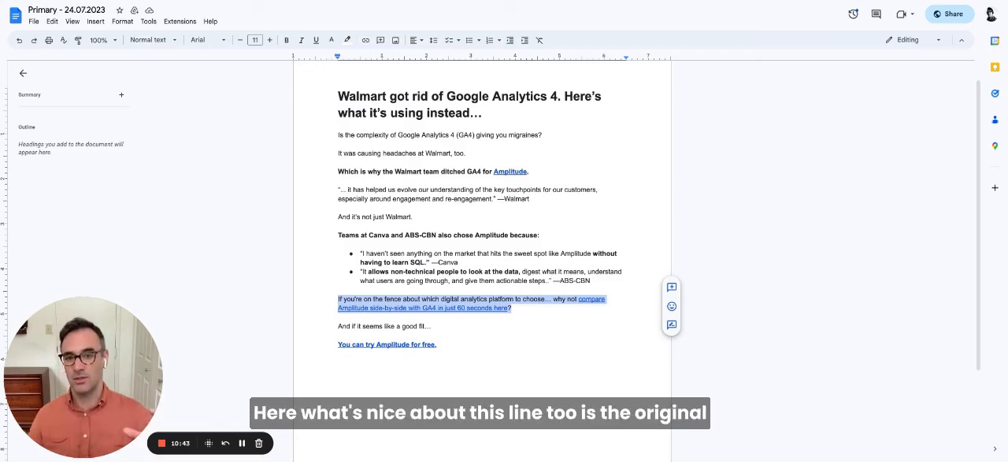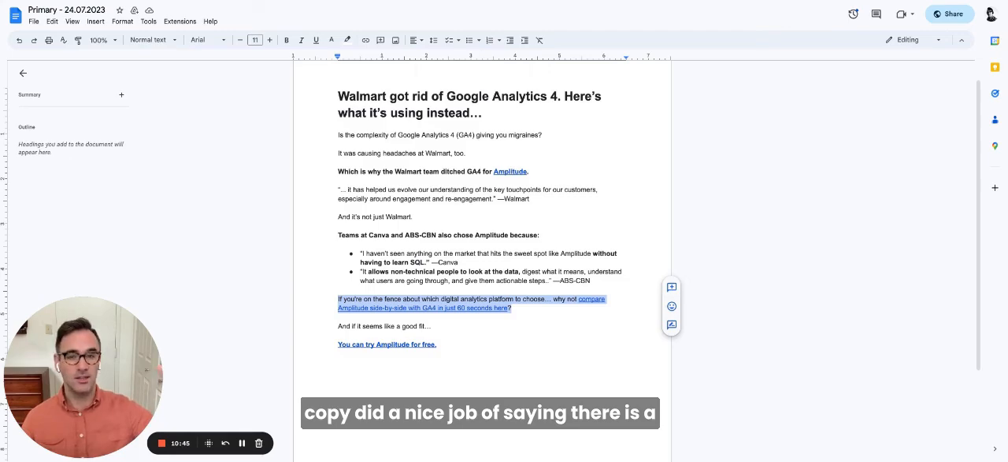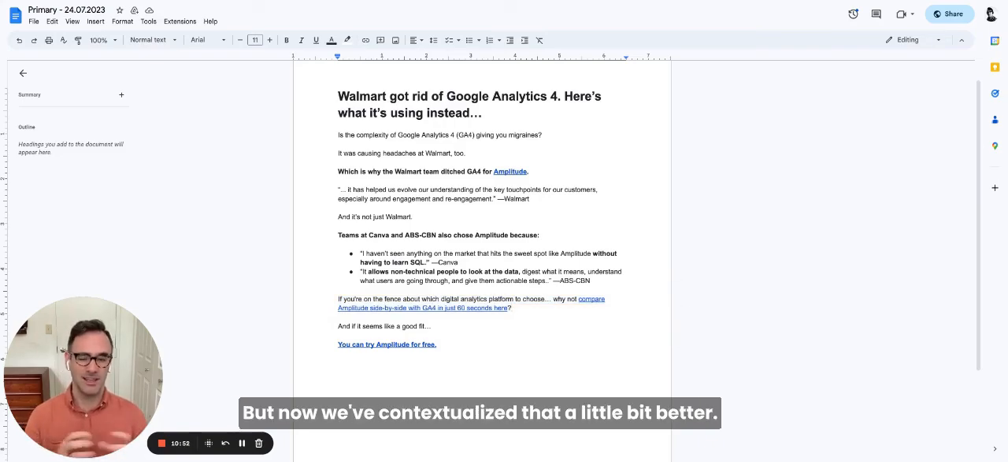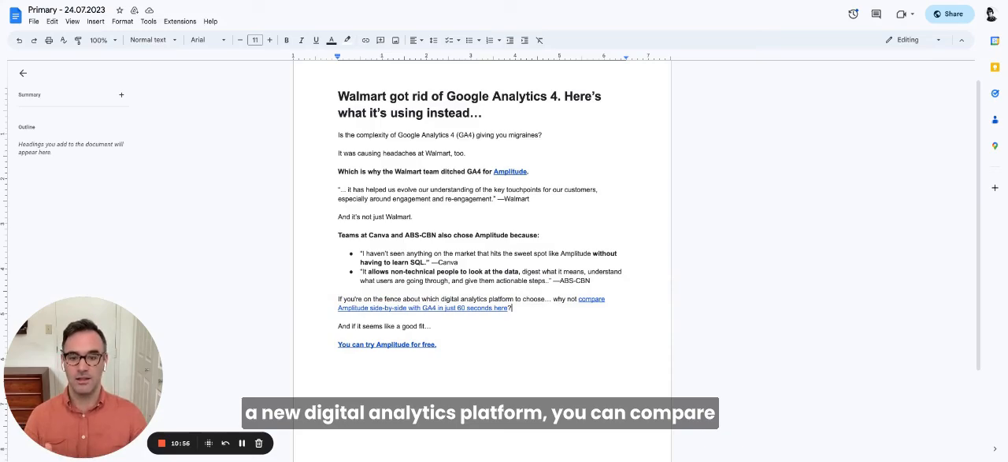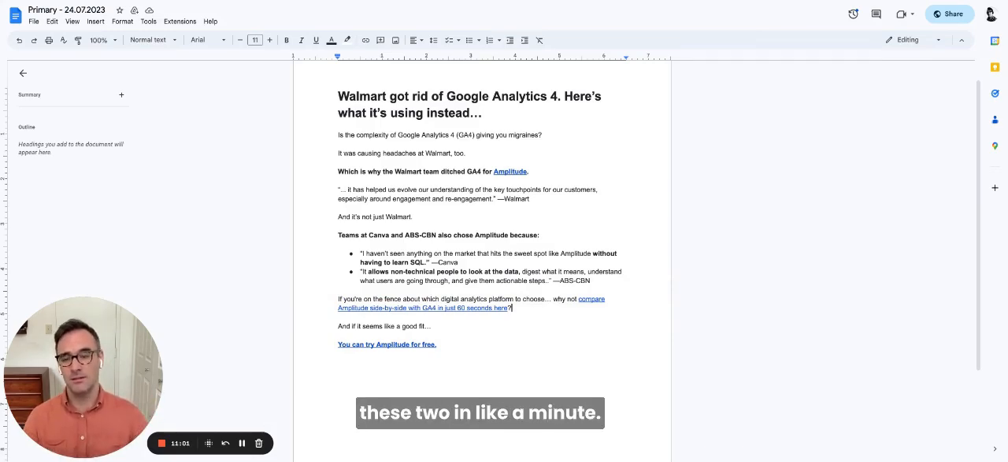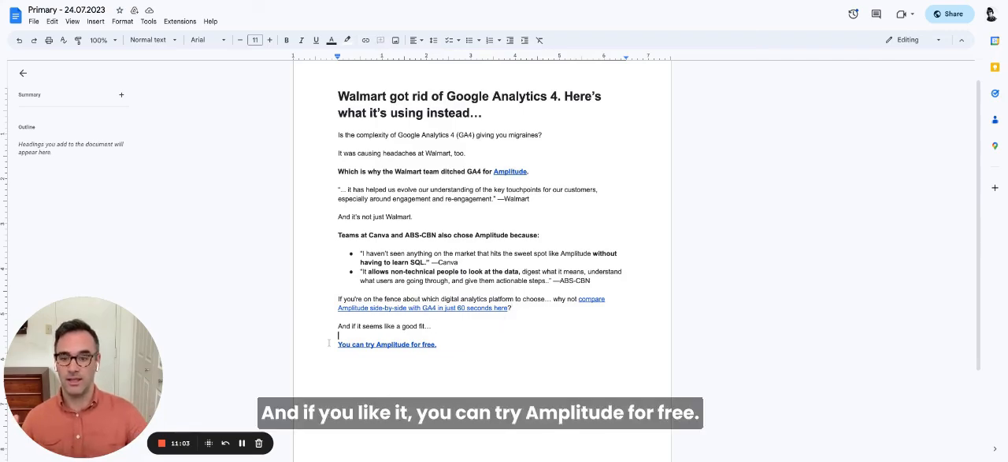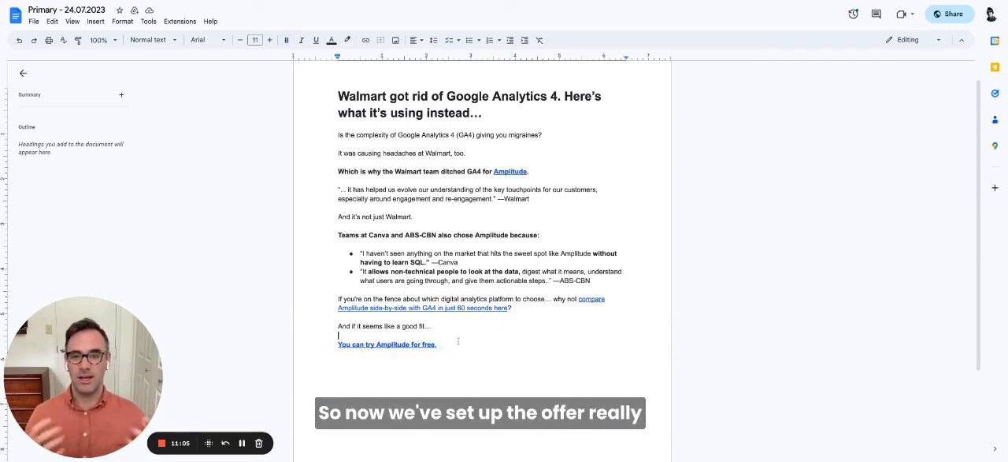What's nice about this line too is the original copy did a nice job of saying there's a 1-minute breakdown. Like, no, this won't take you long. But now we've contextualized that a little bit better. It's like, if you're on the fence about a new digital analytics platform, you can compare these two in a minute. Seems really easy. And if you like it, you can try Amplitude for free. So now we've set up the offer really well, basing it in a story that feels native to the newsletter, that feels newsy. This is what editing should do.